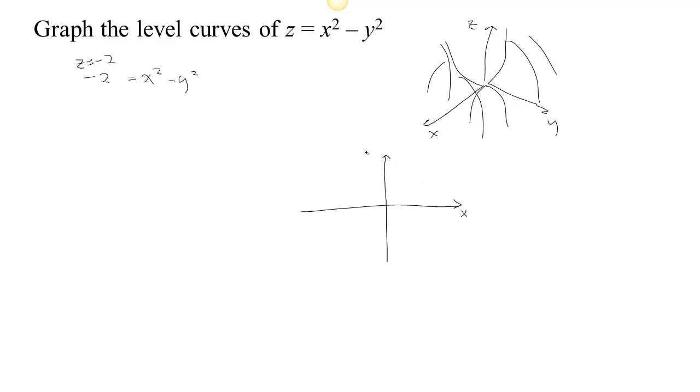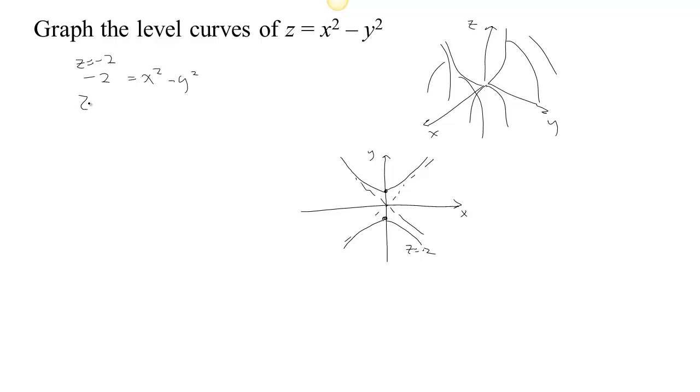So here's x, here's y. We have our box here. When x equals 0, then y equals plus or minus the square root of 2. So when x equals 0, we have a point here at the square root of 2 and another point at negative square root of 2. Those are the two vertices of the hyperbola, and so the hyperbola goes out like this. So this is my z equal -2 level set.